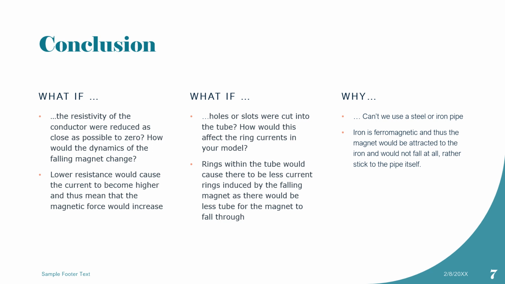And why can't you use a steel round pipe? I specified that we use an aluminum pipe or aluminum foil. And this is actually pretty easy when you think about it. Iron is ferromagnetic. If you were to drop a magnet down an iron pipe, it would just stick to the iron pipe. It wouldn't fall at all. So pretty self-explanatory, but I thought it'd be interesting to point that one out.